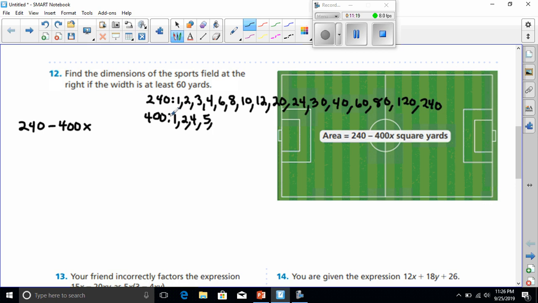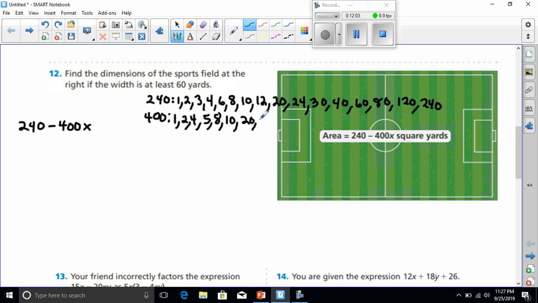6 will not go into there. Neither will 7. 8 will go in there because 8 times 50 is 400. 9 will not go in there, but 10 will because 10 times 40 will work just fine. 12 won't go, 13 won't go, 14 won't go, 15, 16, 17, 18, 19, and I guess 20 is the next number that would go, because 20 times 20 would be 400. And then 30 won't go.